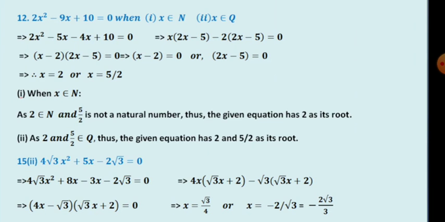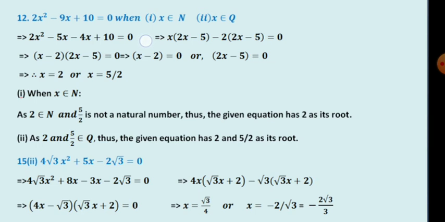Moving on to question number 12, that is 2x squared minus 9x plus 10 equals to 0. So let us first solve this equation. That is 2x squared. Okay, the product of the first and third term is 20. Let us factorize it. That is 5 and 4. 5 minus 4 is minus 9. So we have written it as 2x squared minus 5x minus 4x plus 10 equals to 0.